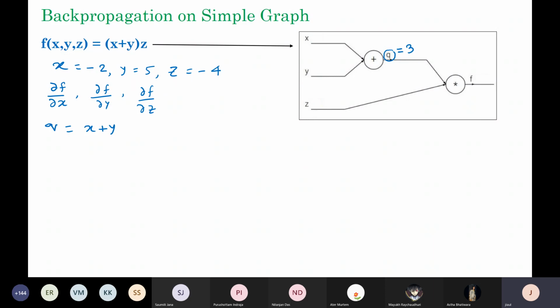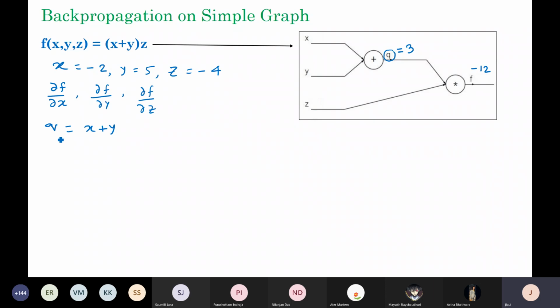Okay. Similarly, if you do this, then the value of f here is going to be -12. So that's the forward pass we do, once, because we know we have to compute the derivative. Here x, y, and z are -2, 5, and -4. So I can take a forward pass and compute the output values from every node. That's what we do initially. This is the forward pass.